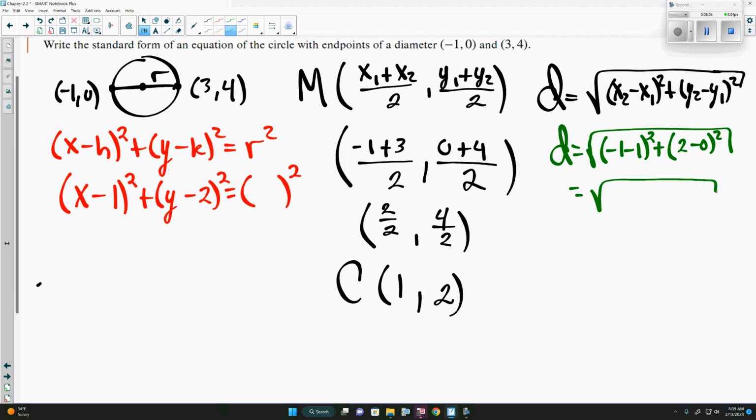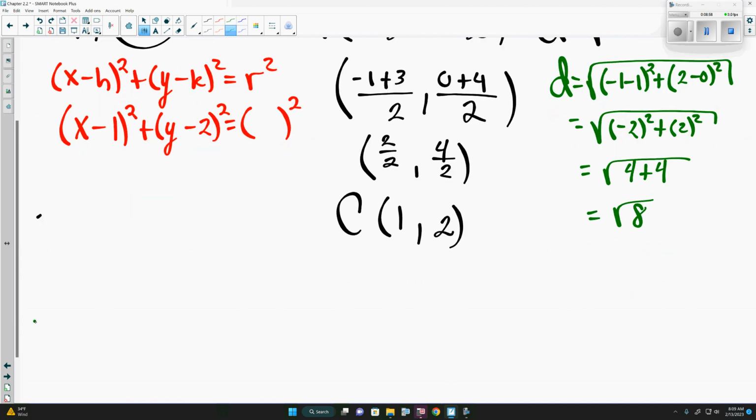And again, at this point here, you can plug this whole thing into the calculator. The calculator will do it for you. We don't necessarily have to write this out. Now, -1 minus 1 is -2 squared plus 2 squared. Well, -2 squared is 4. 2 squared is 4. And 4 plus 4 gives us the square root of 8. Which, if we wanted to simplify it, I wouldn't. This is going to be 2 square root of 2.